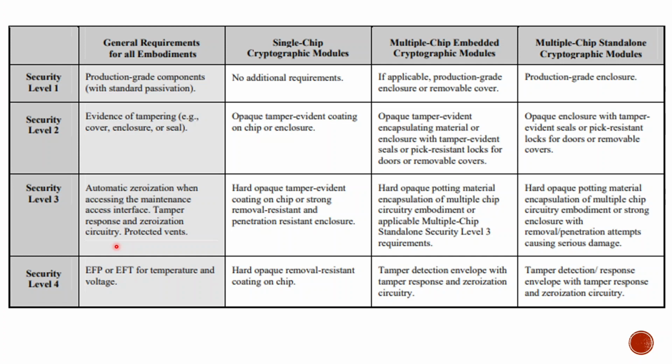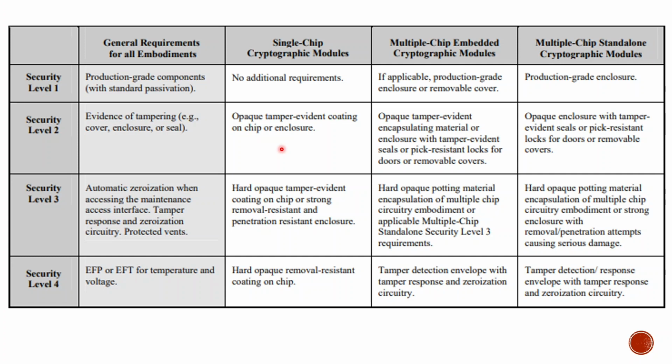Now going on to the single chip mechanism. At level 1, no additional security measures are required. At level 2, tamper evident mechanisms are mandatory. This can be covering the tamper evident coating, etc. At level 3, stronger tamper evident mechanisms are required. The module can be covered with a hard opaque tamper evident coating. Example of this can be epoxy, which makes the internal implementation invisible.